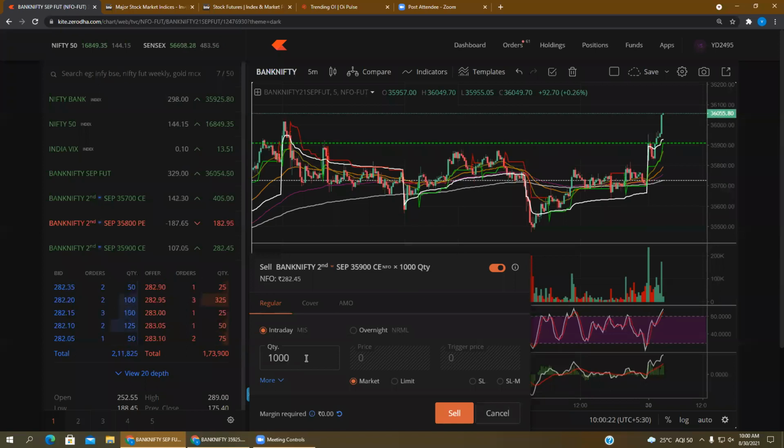Strike price, mostly I'm looking at the money on Monday, Tuesday, and Friday. Monday, Tuesday, Friday I'm looking at the money, and Wednesday, Thursday I'm looking at in the money.